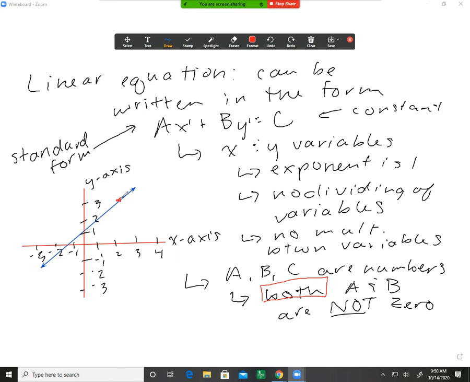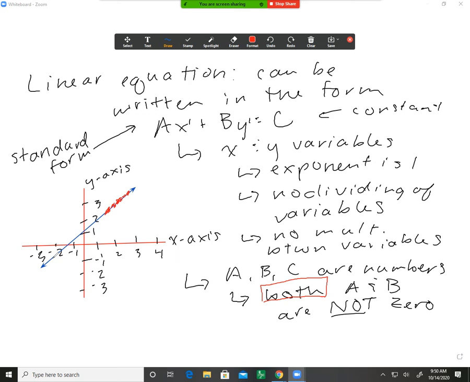We got a point here, we got a point here, and here, and here. How many points can I make on this line? Infinitely many. So a line is just a set of points, just made up of infinitely many points.